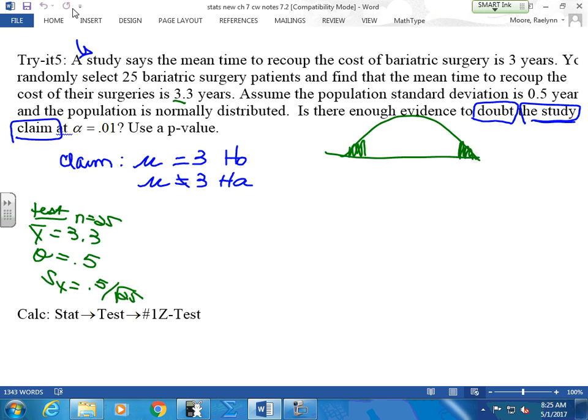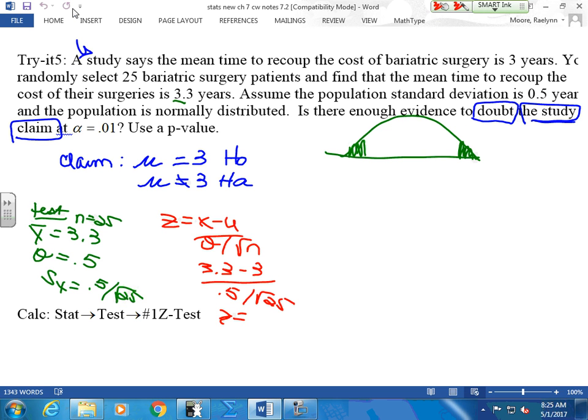Your next step is your z-score. 3.3 minus 3. It could come on either side because this is a two-tailed test. 0.5 divided by the square root of 25. You get a z-score of positive 3. And that is fine. So this is your test statistic. There's also a negative 3.